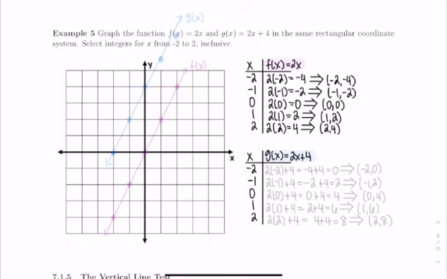So I'm going to use purple to show f of x. So we have -2, -4. We have -1, -2. We have 0, 0. We have 1, 2. And we have 2, 4.